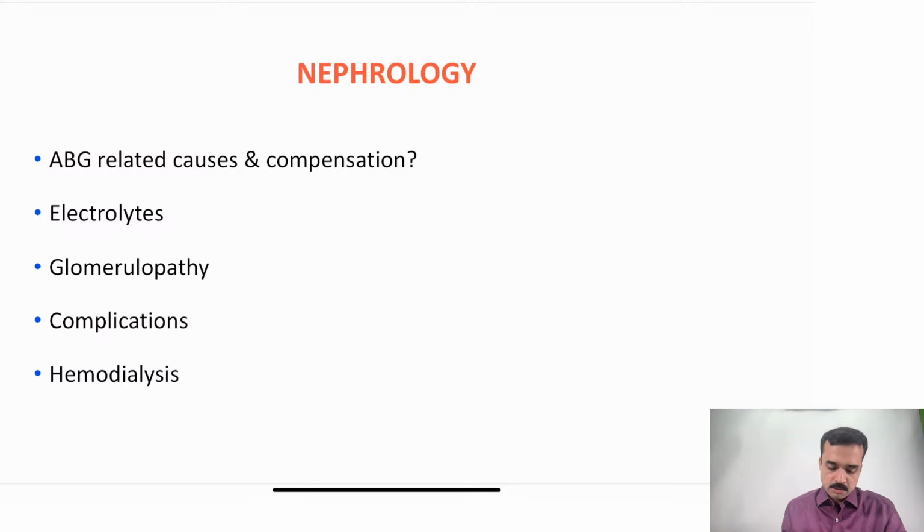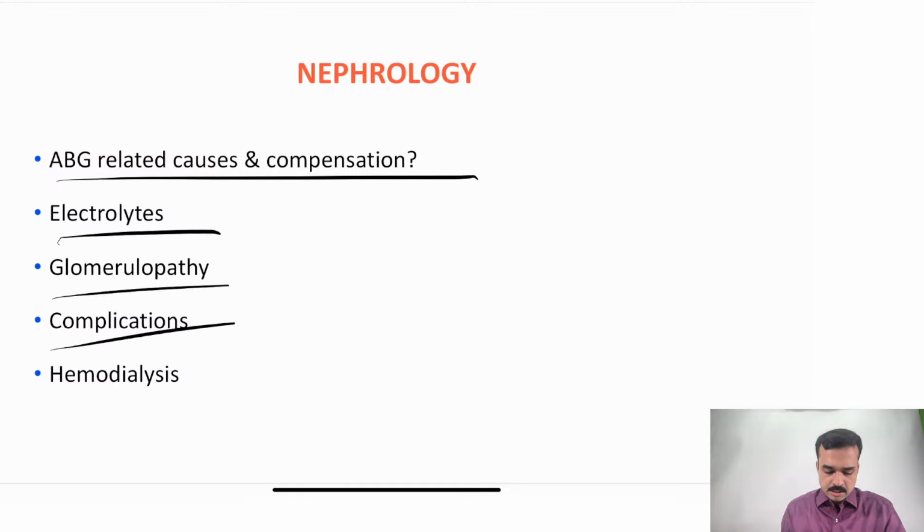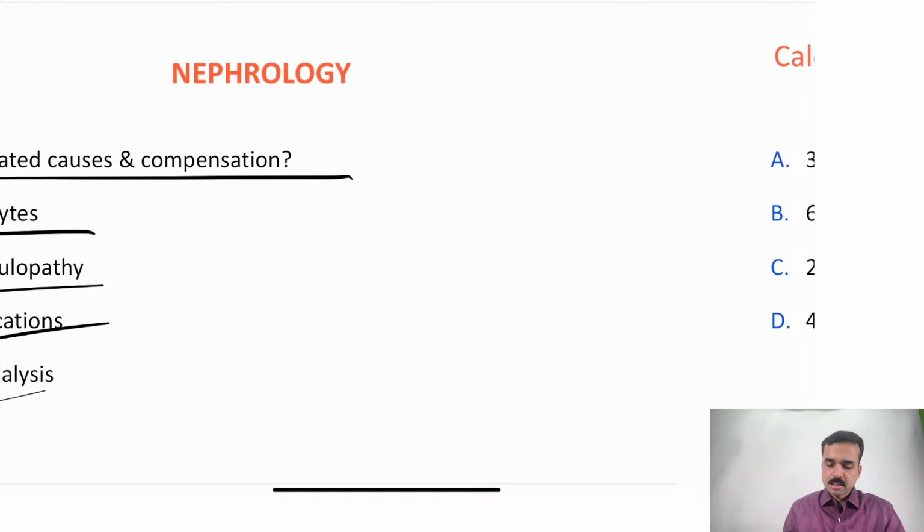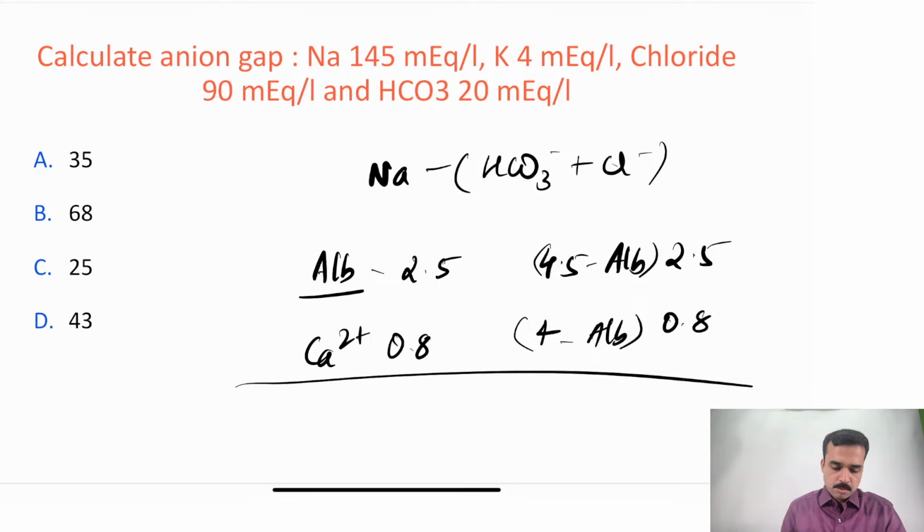So please be thorough with ABG, regarding causes and compensation of different acid-base disorders, electrolytes, glomerulopathies, complications of CKD, and hemodialysis. Now, glomerulopathies has been discussed by Ranjana ma'am just a few days back, so I will not be going there.